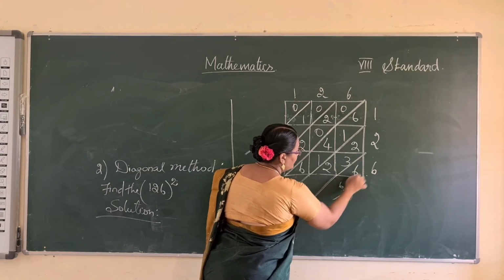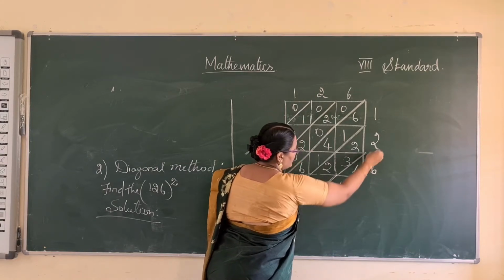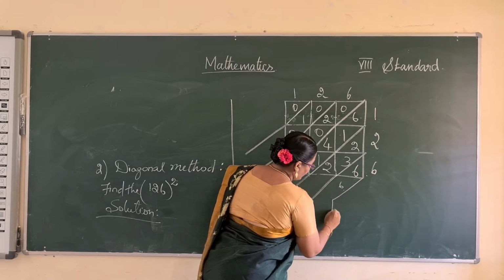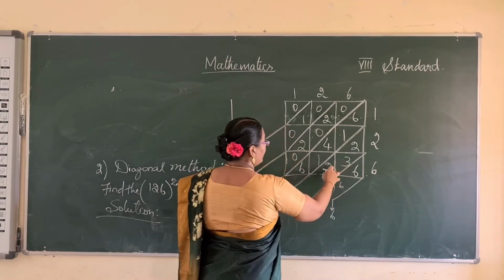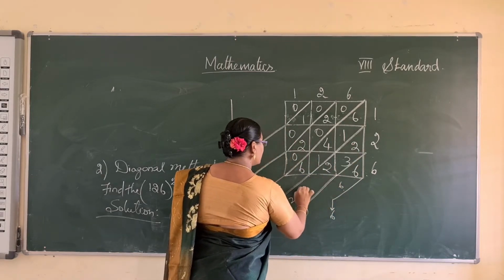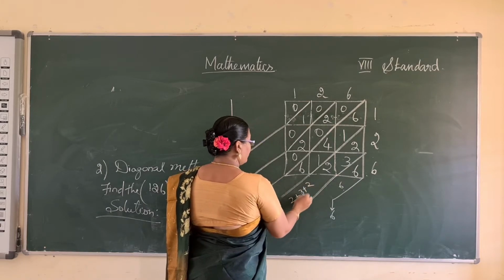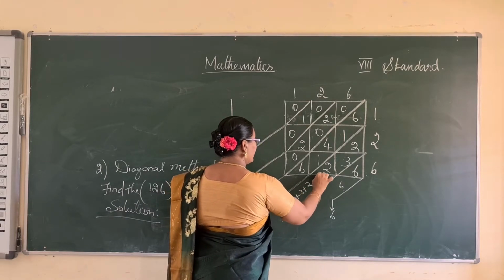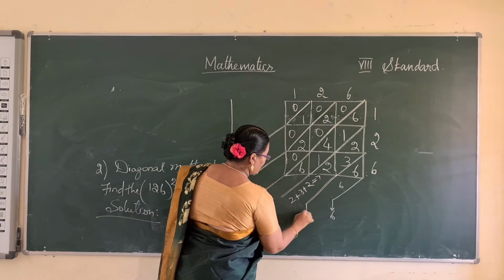Now here, what is the value? 6. Add these values. In this diagonal there is only the 6 value. So 6. Here what are the numbers? 2 plus 3 plus 2. So 5. 5 plus 2, 7. Here write 7.